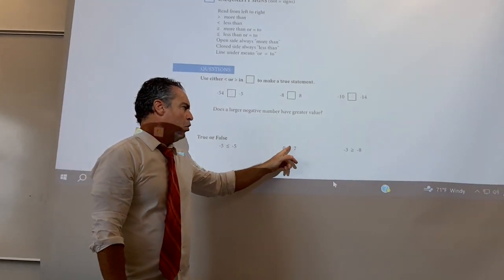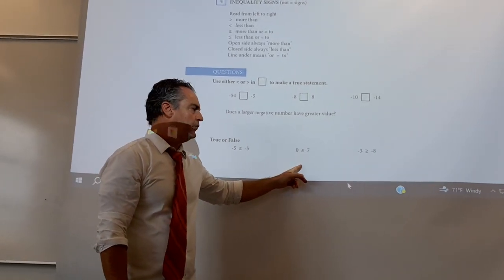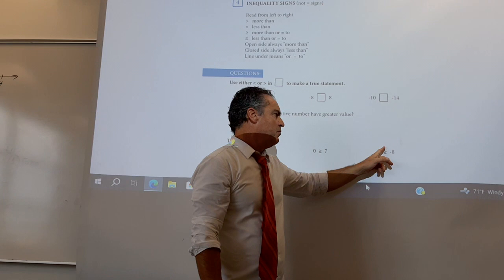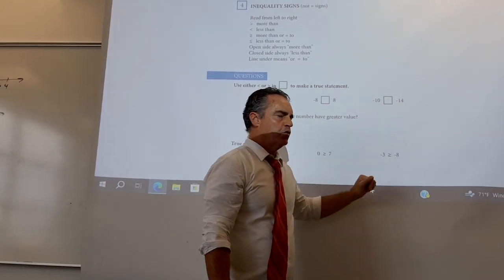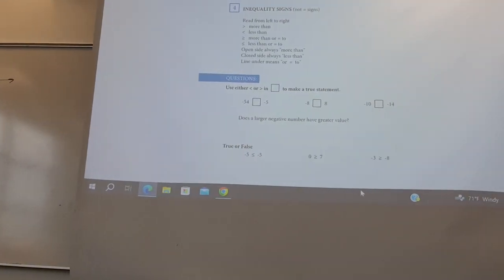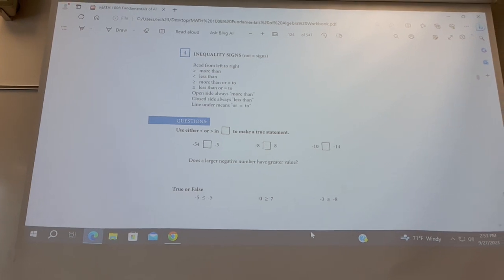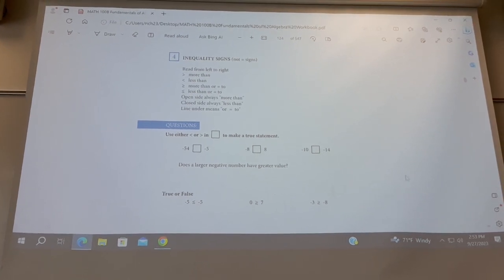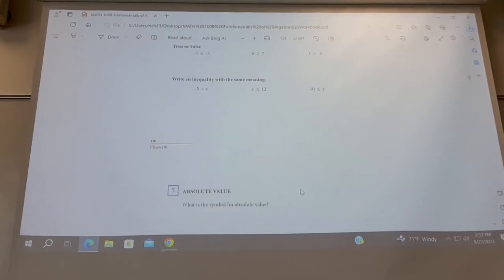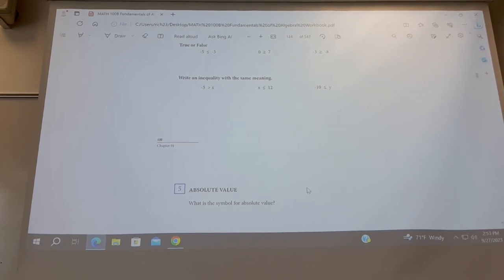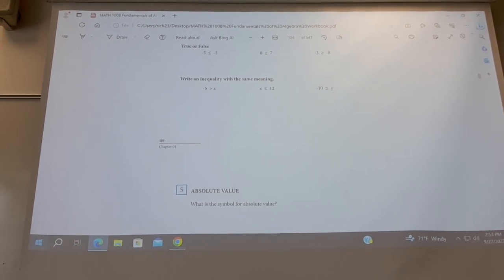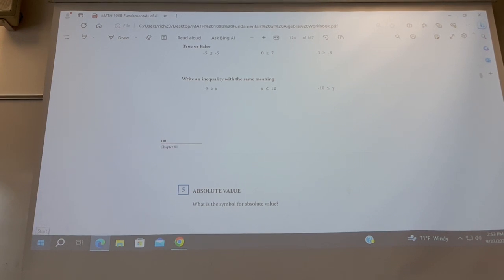Is 0 more than or equal to 7? That's false. Negative 3 is more than or equal to negative 8. True. Very good. Okay, let's go further on down here. Write an inequality with the same meaning. Negative 5 is more than x.